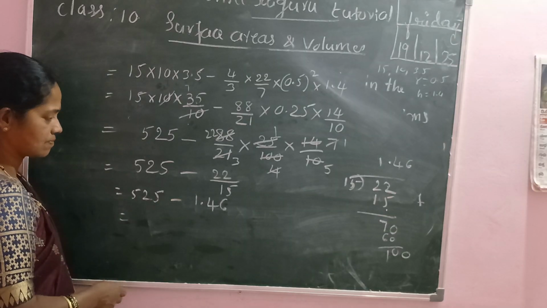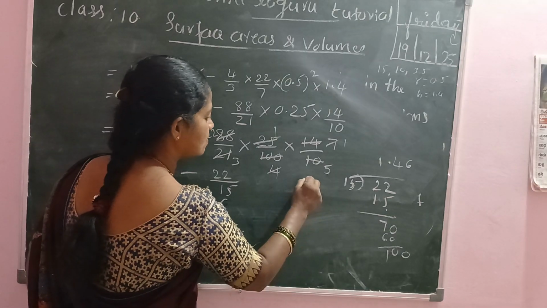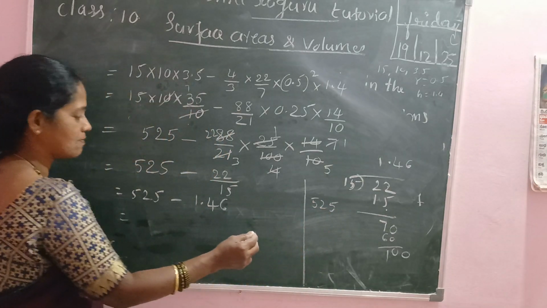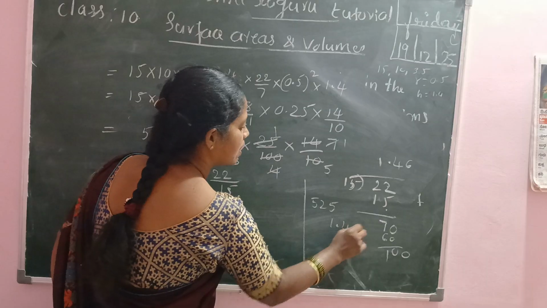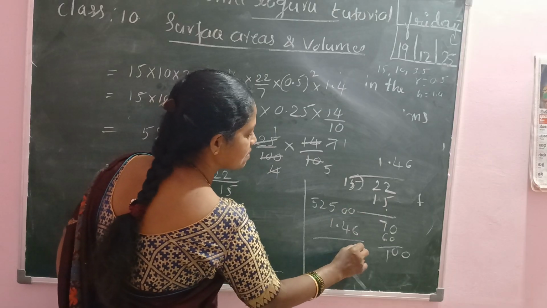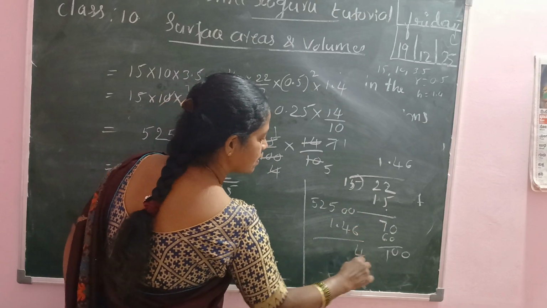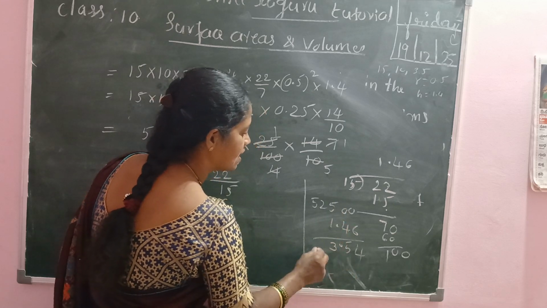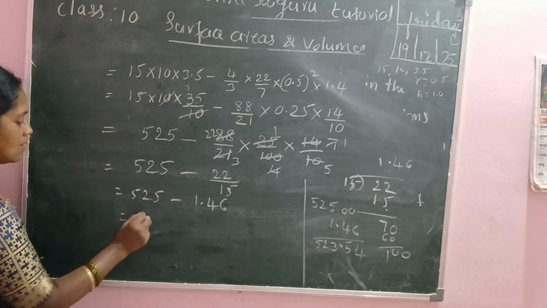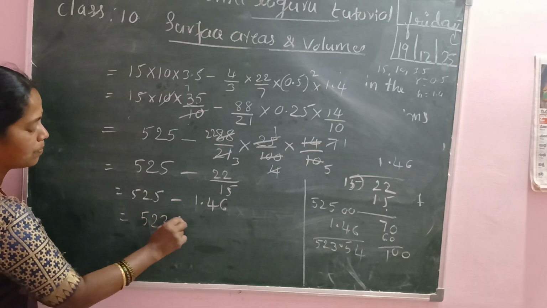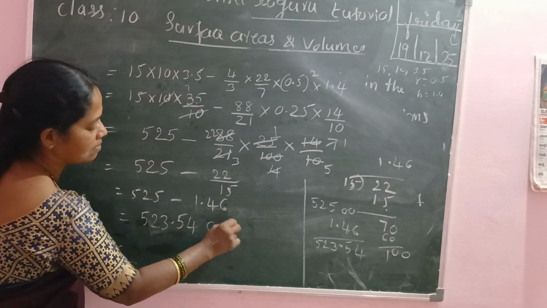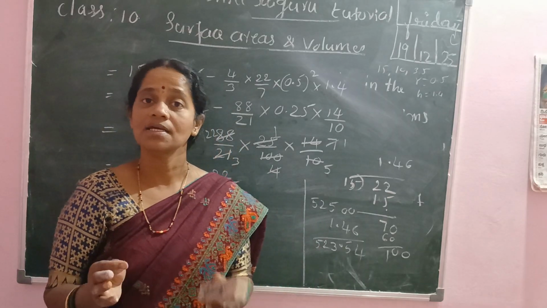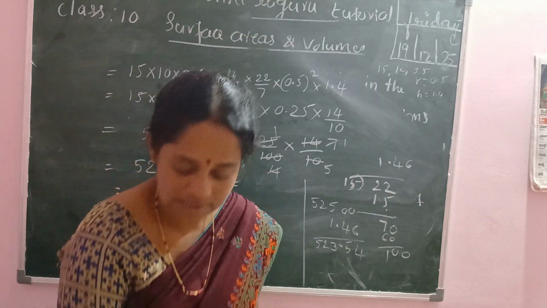So let us subtract here. Everything we should do in the working column. 525 minus 1.46. How much is it? 10 minus 6 is 4, 9 minus 4 is 5, and here 5 minus 1 is 4, so 523.54 centimeter cube is the volume of the wooden stand.